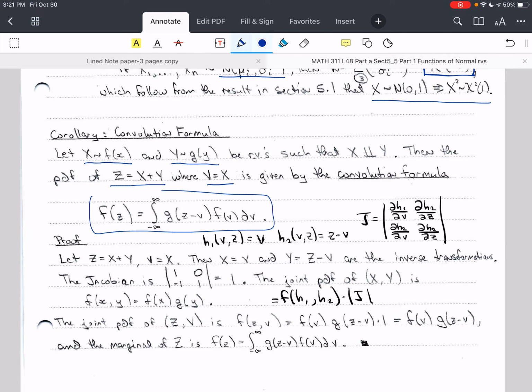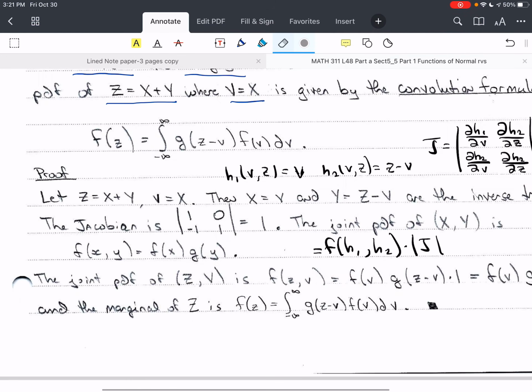So we have f of z, which is the PDF of z, or the marginal of z, is the integral of g of z minus v times f of v dv. We're going to prove this using the bivariate transformation theorem. So let's start that. We're told what we have to use for the transformation: z is x plus y and v is x.